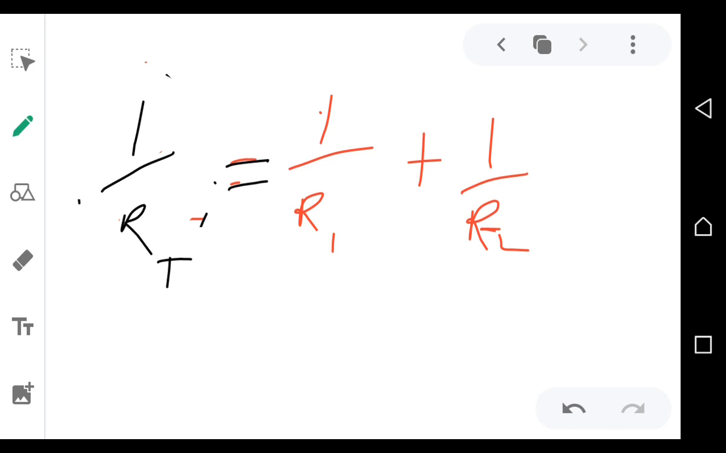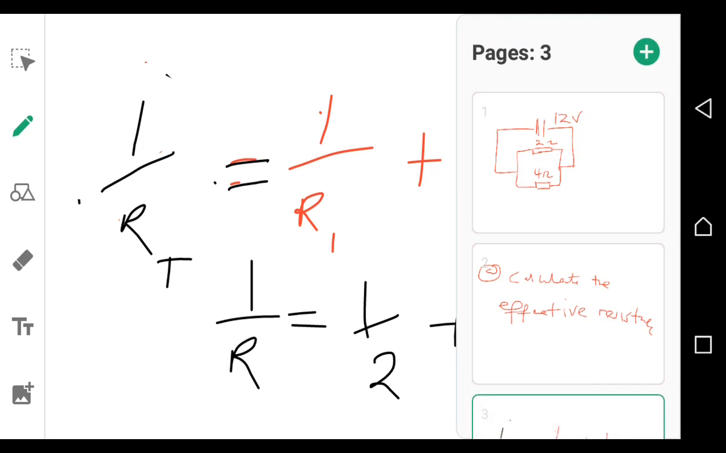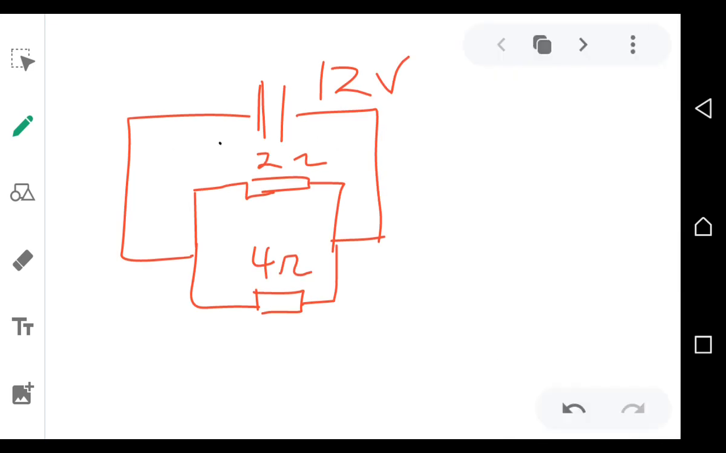So 1 over RT is equal to 1 over R1. Always put this one at the beginning. I think that's clear. What is resistor 1? From the diagram, it is 2, plus 1 over resistor 2, which is 4. This is resistor 1, and this is resistor 2. So 1 over resistor 1 is 2, and 1 over resistor 2 is 4.